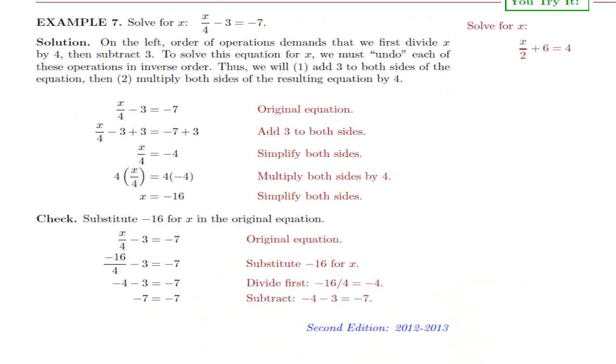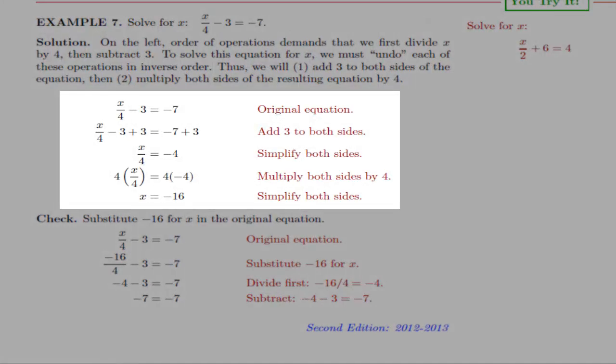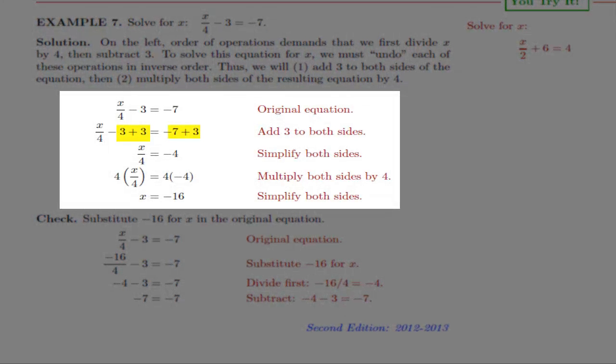Example 7. Solve for x in the equation x divided by 4 minus 3 equals negative 7. Solution. On the left, order of operations demands that we first divide x by 4 and subtract 3. To solve this equation for x, we must undo each of these operations in inverse order. Thus, we will first add 3 to both sides to get x divided by 4 equals negative 4. Then we'll multiply both sides by 4 to get on the left x and on the right negative 16.